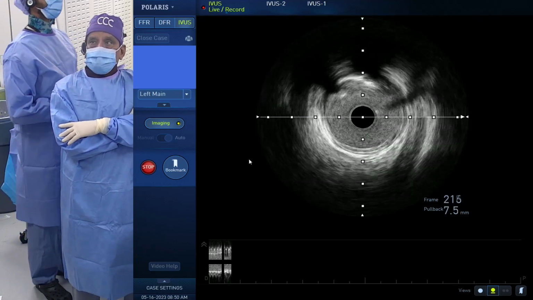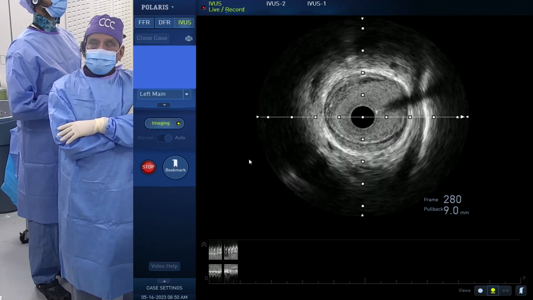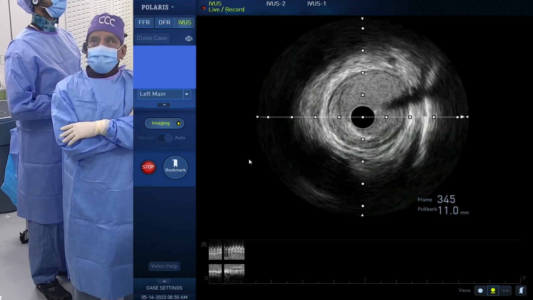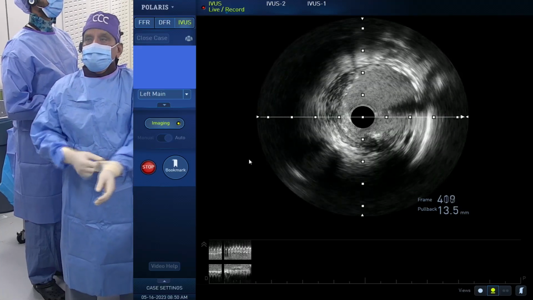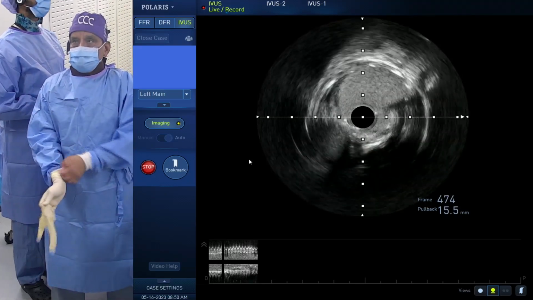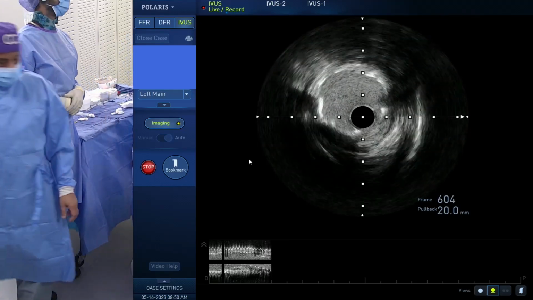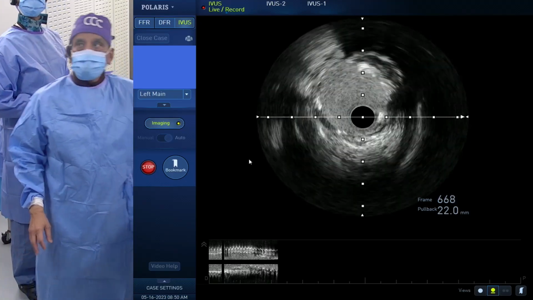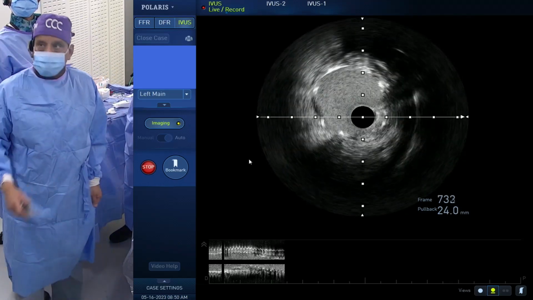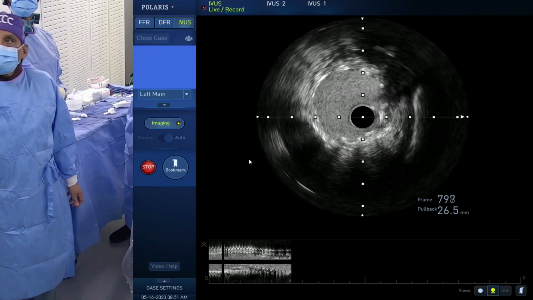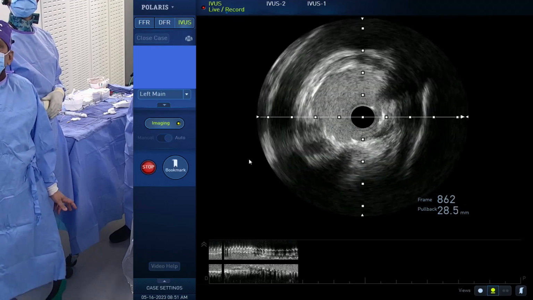Still outside the stent. Yeah, good lumen. Healthy vessel, some fibrous plaque. Yeah, this is the edge of the stent. Looks nice, well expanded. No malposition, no dissection. Looks well expanded. Super expanded, like round shape. Nice plaque modification.